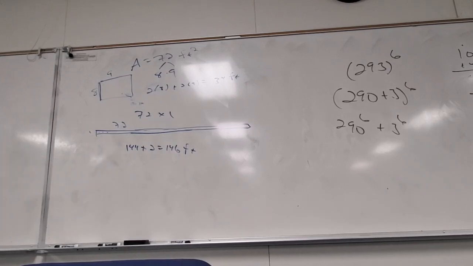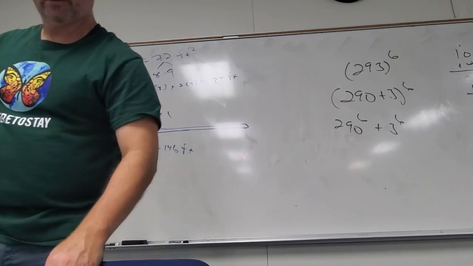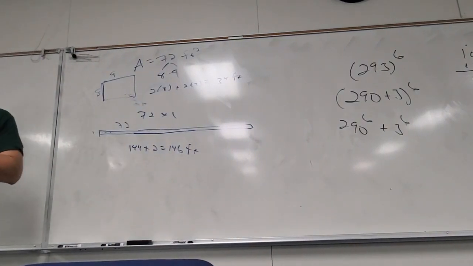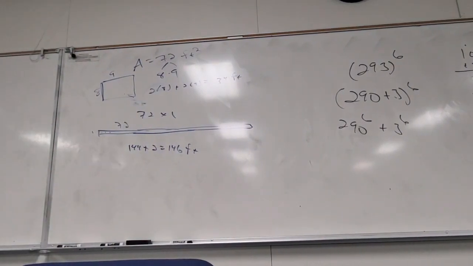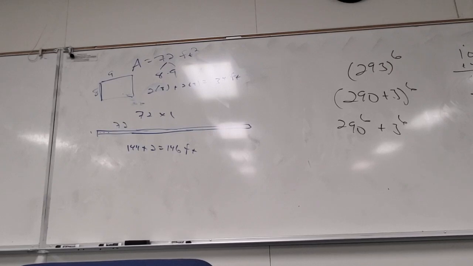Could you do number 14, please? Oh, okay. What is required for something to be divisible by 2? I'll work my way up. What do you need for something to be divisible by 2? It's got to be an even number, correct?